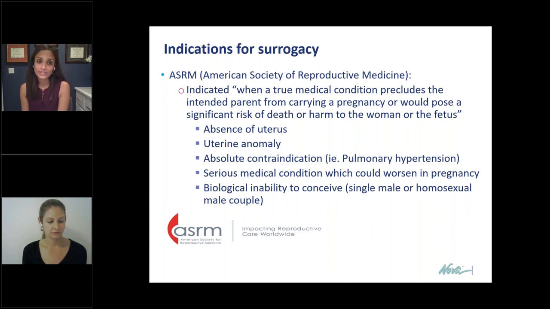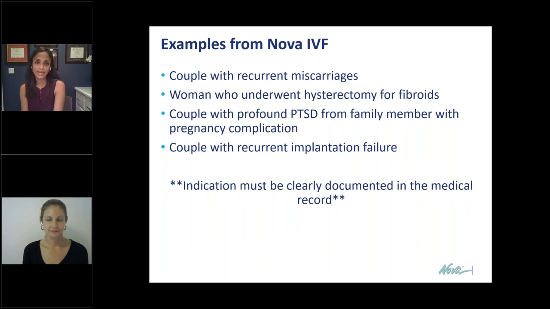There are some medical conditions that make it an absolute contraindication to carry a pregnancy, such as pulmonary hypertension. And there are also other kinds of conditions like rheumatologic conditions or cardiac conditions that would severely worsen during pregnancy and thus would necessitate the use of a gestational carrier. And finally, if it's biologically inconceivable to have a child, for example, for single men or homosexual male couples, for them, they will require a gestational carrier as well. So in the next slide, I wanted to give you a few examples of cases in which we've used a gestational carrier at NOVA.